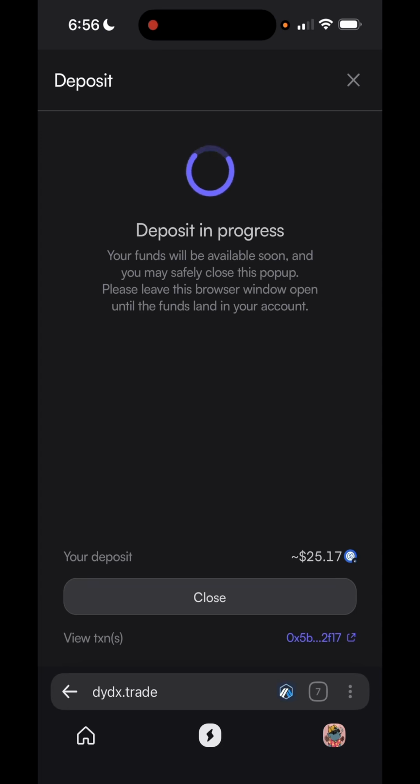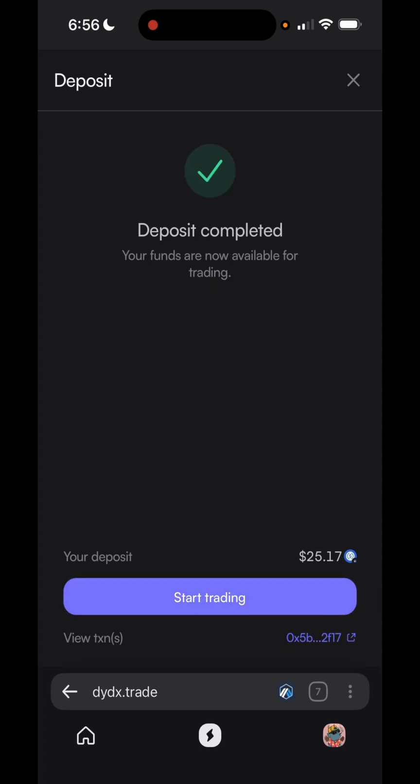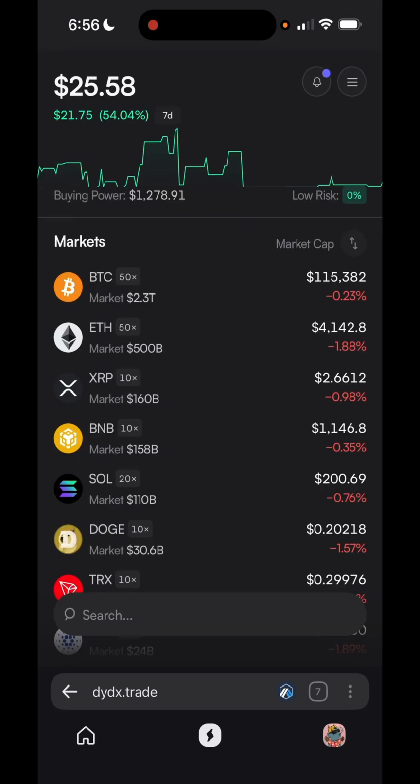It doesn't really waste time. It doesn't waste time to go through. So the deposit is completed. You see that's very fast. So the next step is our deposit is here, $25. So the next step is how to start trading on dYdX.